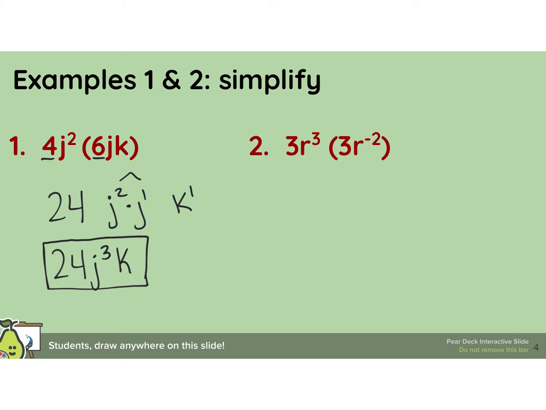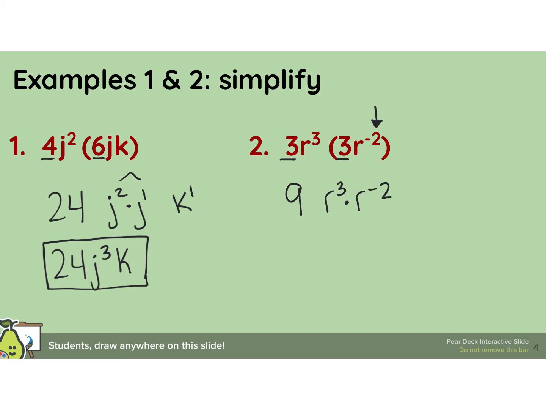Here's another example where we have an integer for one of our exponents. Same thing. You're going to do number, so coefficient times coefficient. 3 times 3 is 9. And now we have our r's. So r is to the power of 3, and we're multiplying it by r to the power of -2.